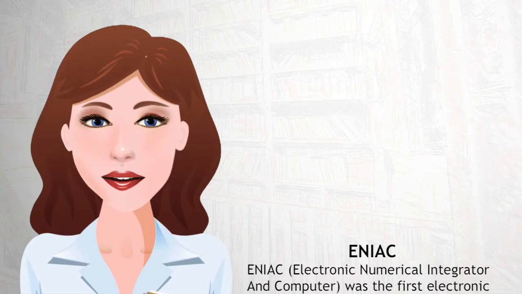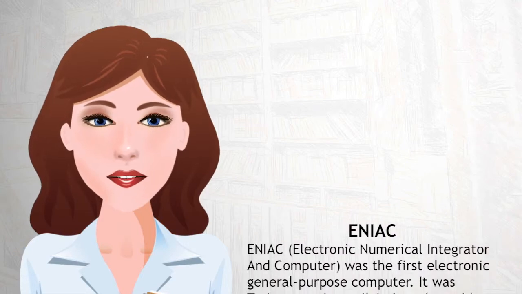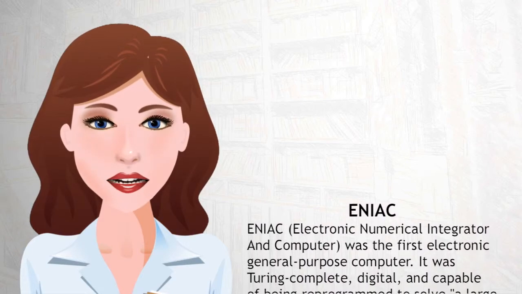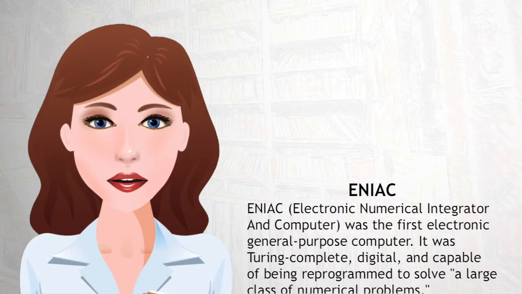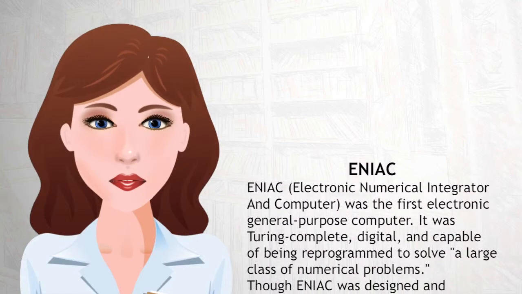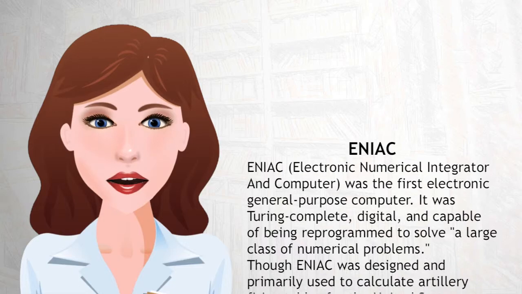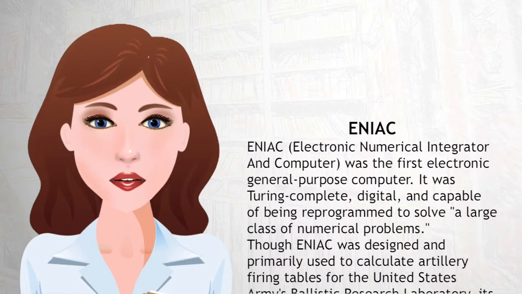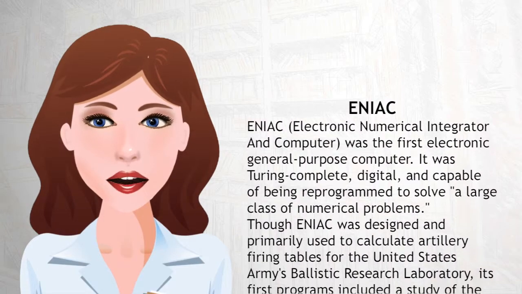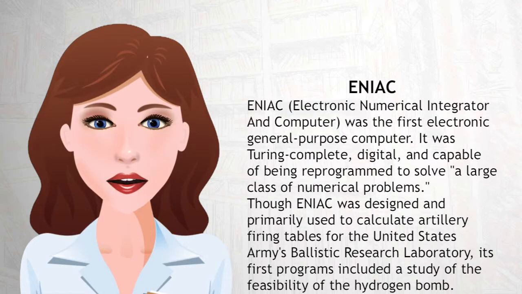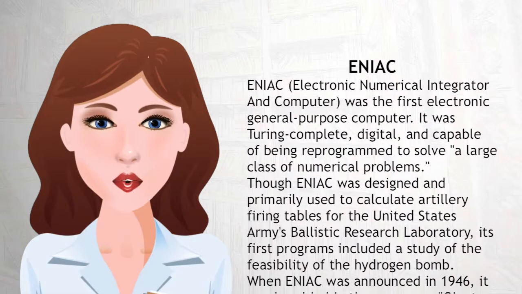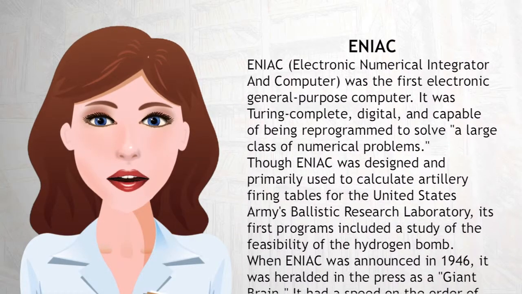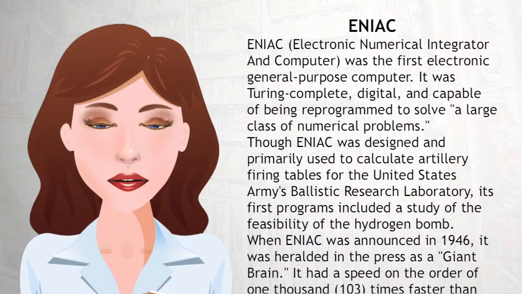ENIAC, Electronic Numerical Integrator and Computer, was the first electronic general-purpose computer. It was Turing-complete, digital, and capable of being reprogrammed to solve a large class of numerical problems. Though ENIAC was designed and primarily used to calculate artillery firing tables for the United States Army's Ballistic Research Laboratory, its first programs included a study of the feasibility of the hydrogen bomb.